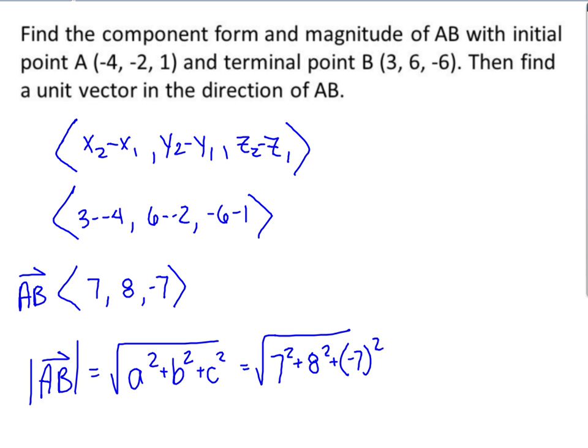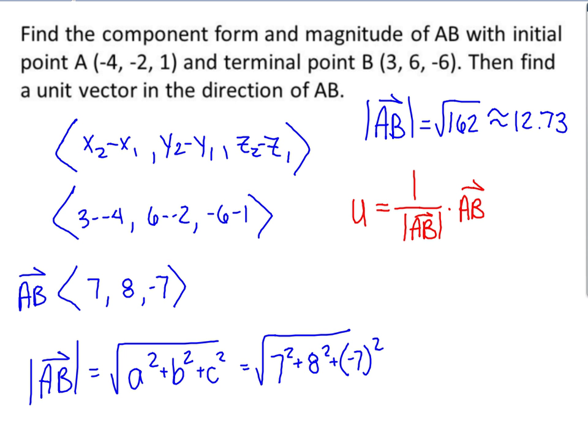So the magnitude of vector AB is going to be the square root of 49 plus 64 plus 49, or radical 162. If we write that as a decimal, it's going to be approximately 12.73.